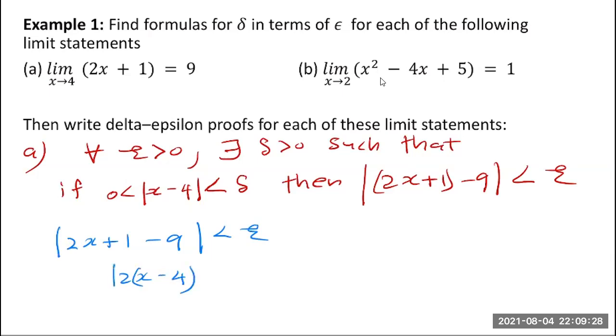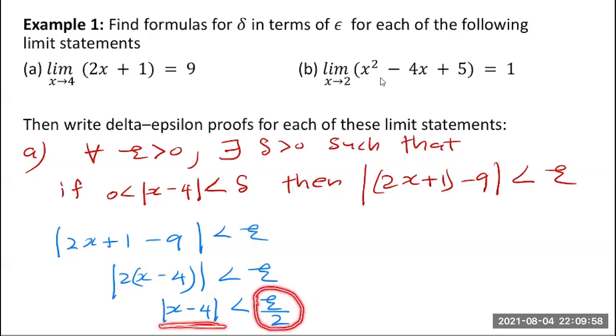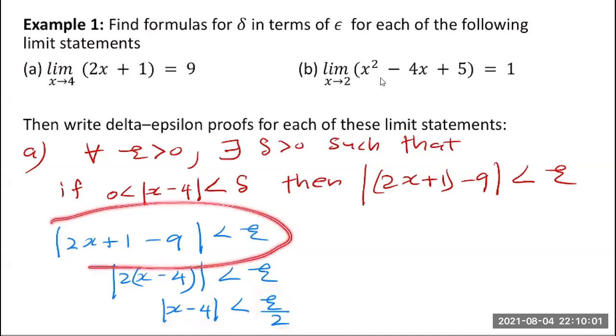2 times x minus 4, the absolute value of that less than epsilon. That means the absolute value of x minus 4 has to be less than epsilon over 2. If you divide both sides by 2, of course, you can pull this 2 out of the absolute value sign, and then you divide both sides by 2. So that way you get absolute value of x minus 4 less than epsilon over 2. That means if your absolute value of x minus 4 is less than epsilon by 2, then this is true.